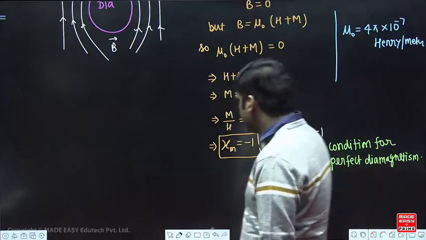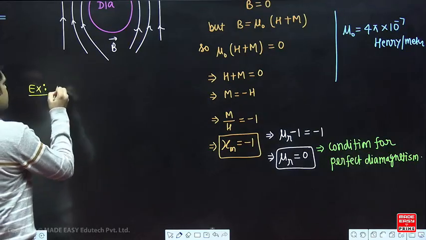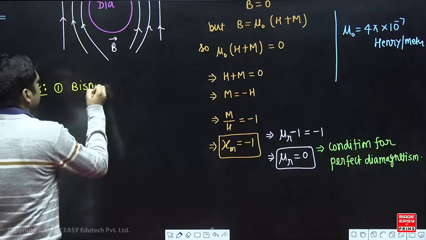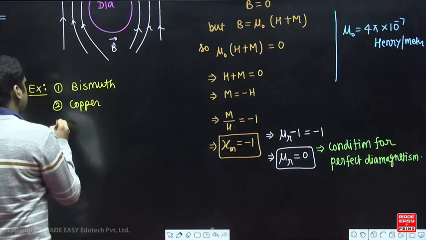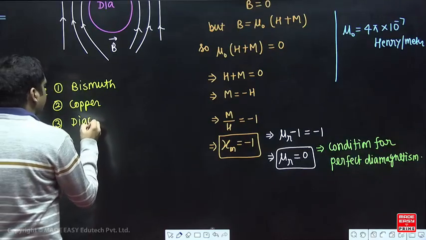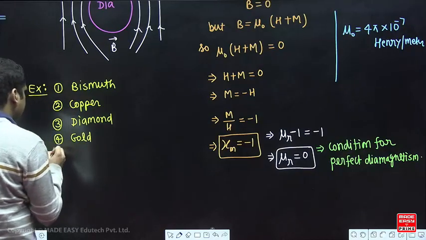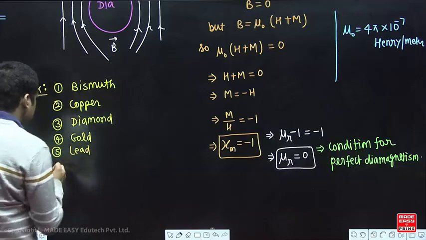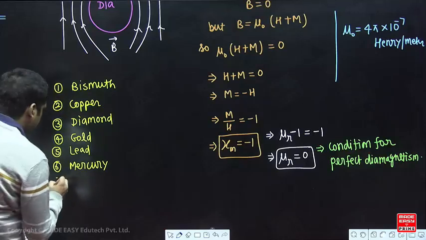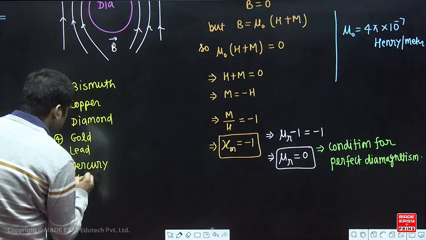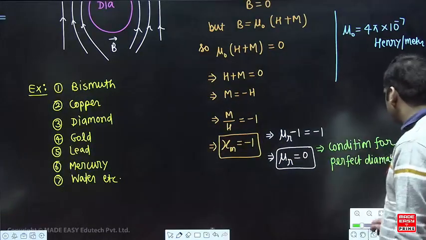Some popular diamagnetic materials, I am giving you some examples: bismuth, copper, diamond, gold, lead, mercury, water, etc. Hydrogen I already told you. So this is all about the diamagnetic materials which you should know.